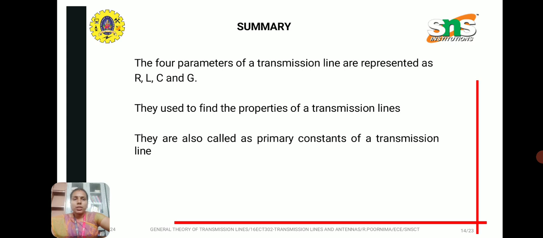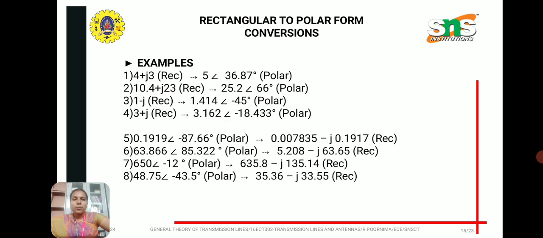The four parameters of a transmission line are represented as R, L, C and G: resistance, inductance, capacitance and conductance. They are used to find the properties of the transmission line, and they are also called the primary constants of the transmission line. Some conversions we use for solving transmission line problems are rectangular to polar conversion and polar to rectangular conversion.